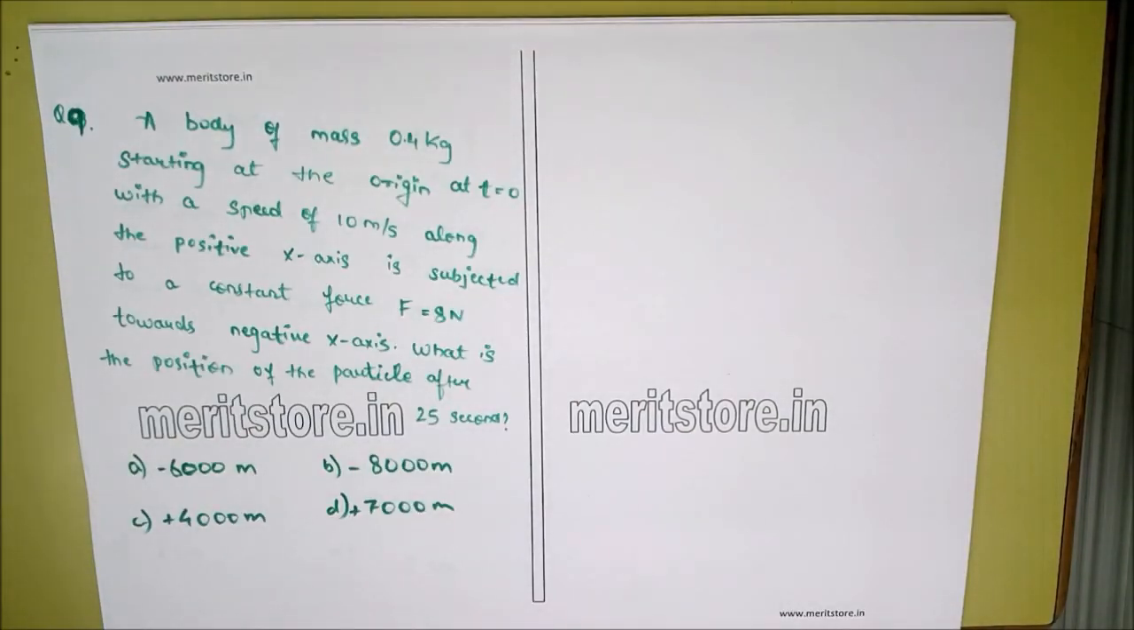A body of mass 0.4 kg starting at the origin at t equals 0 with a speed of 10 meters per second along the positive x-axis is subjected to a constant force F equals 8 newtons towards the negative x-axis. What is the position of the particle after 25 seconds? The options are minus 6,000 meters, minus 8,000 meters, 4,000 meters and 7,000 meters.